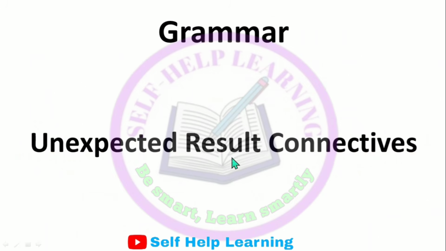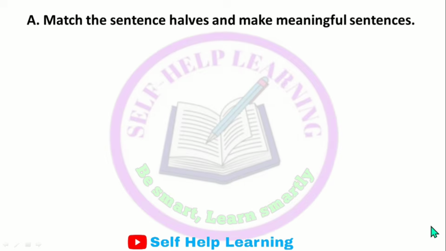Grammar: unexpected result connectives. We will talk about although, even though, though, despite, and in spite of. If you want to see the rules of this grammar, unexpected results, you can click the description box and get the link to watch the grammatical rules.